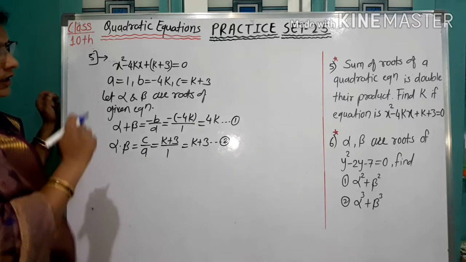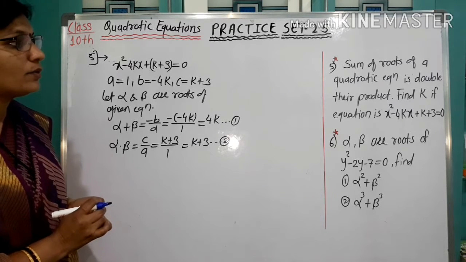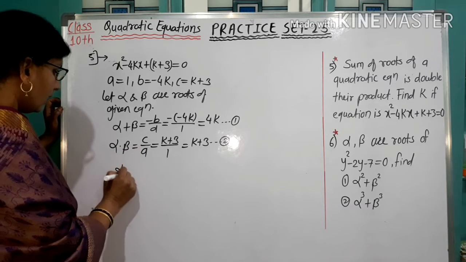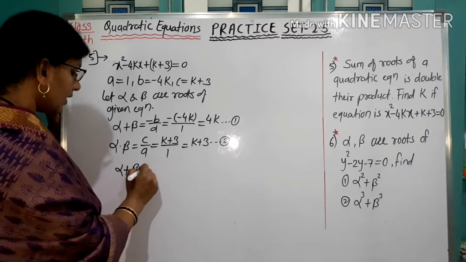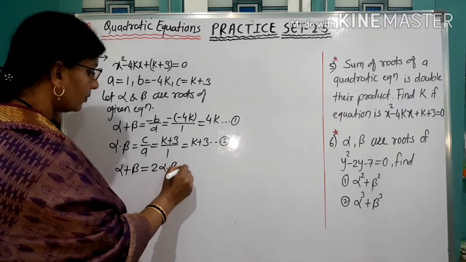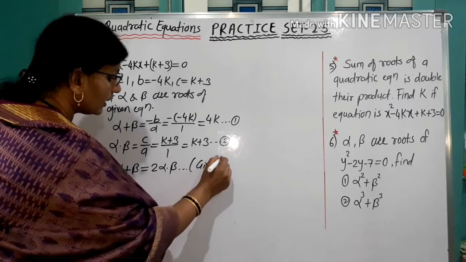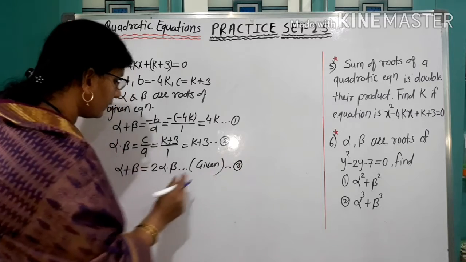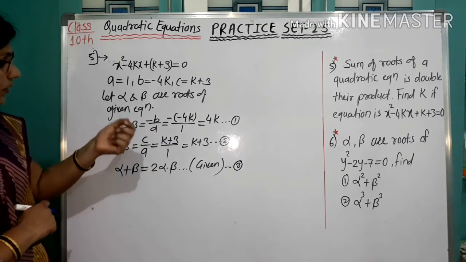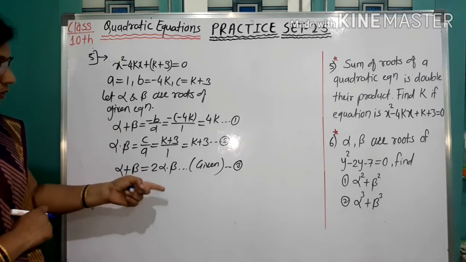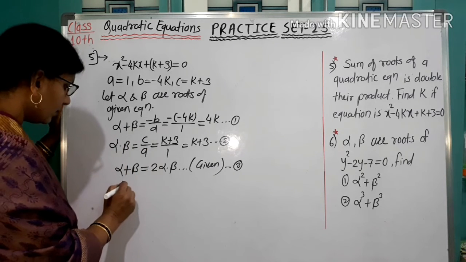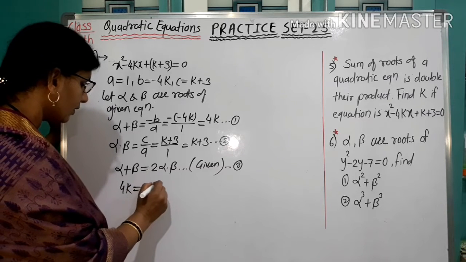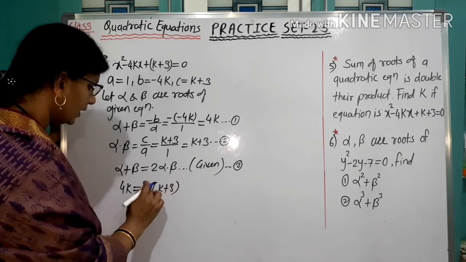But here the condition is given that the sum of the roots of the quadratic equation is double their product. That means alpha plus beta is twice alpha into beta. This is given. So this is number 3. From 1, 2 and 3, put the values of alpha plus beta and alpha into beta in 3. Alpha plus beta equal to 4k, alpha into beta equal to k plus 3.